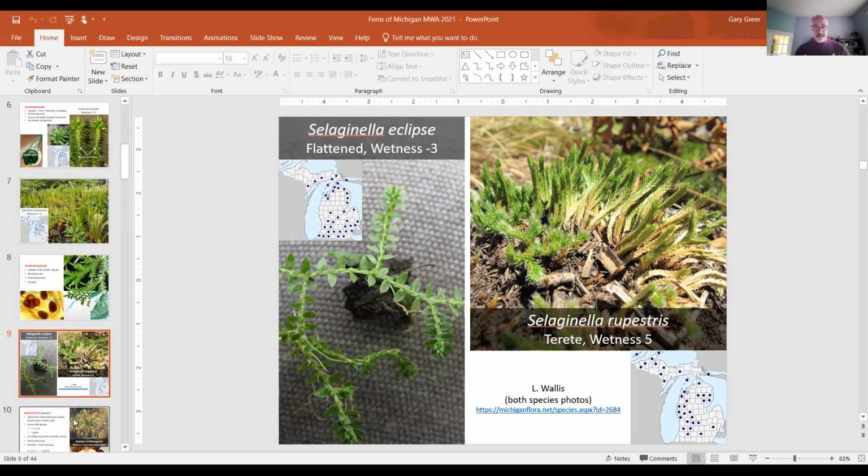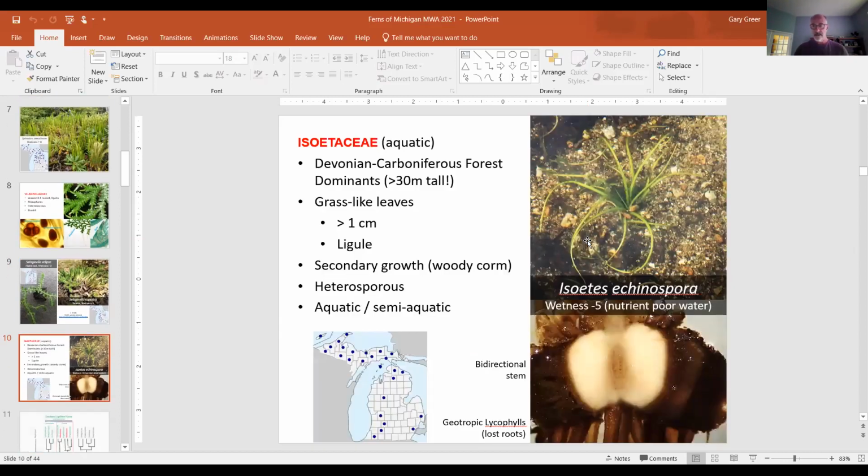I like these two species as examples for you because the species on the left, eclipsis, has the 3 ranks of leaves, one on the left, one on the right, and then one dorsal rank. Selaginella rupestris is a great example of a species that has 4 ranks. And so the shoot system takes on this more terete or squarish appearance as a result. These 2 species are among the most common of the Selaginellas in Michigan. So they're also good examples for that reason.